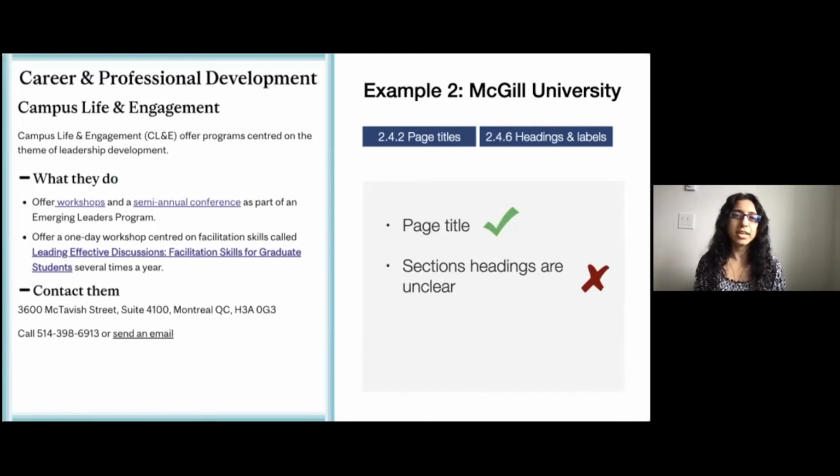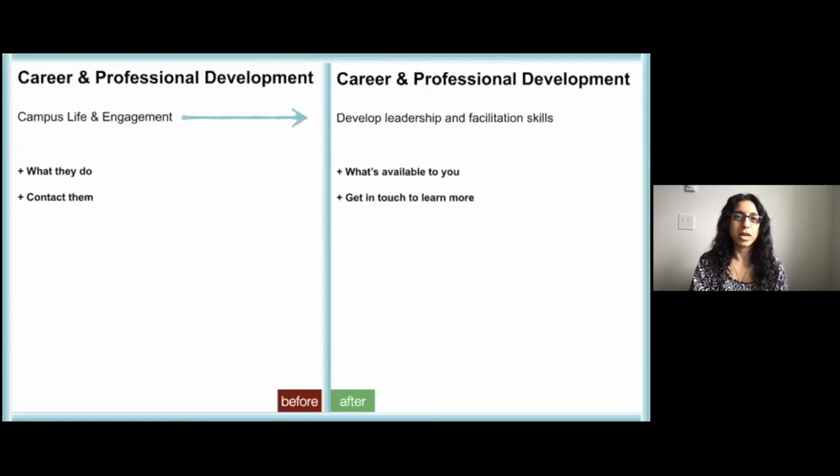But the section headings do need some work. So what I've done is I've revised them to be a little bit more descriptive. And so this is what we have. You can see that campus life and engagement becomes develop leadership and facilitation skills. What they do becomes what's available to you, and contact them becomes get in touch to learn more.